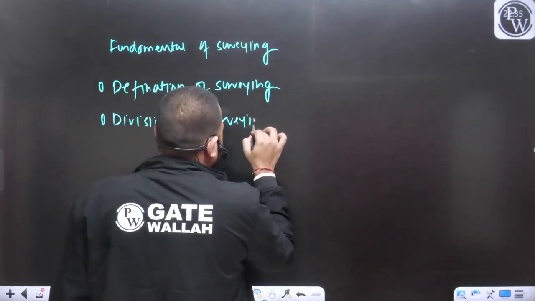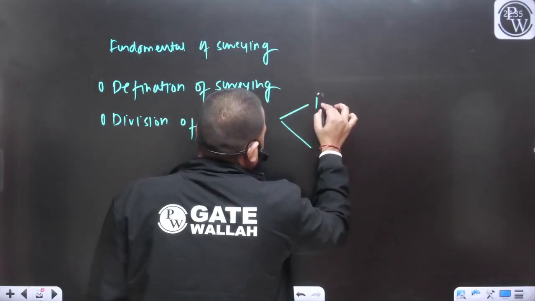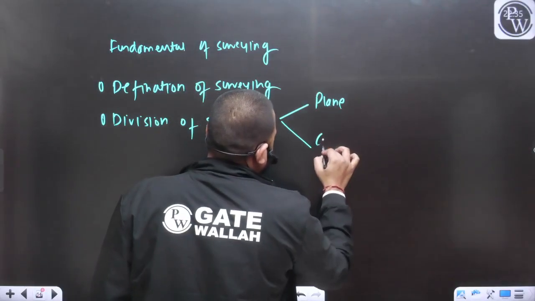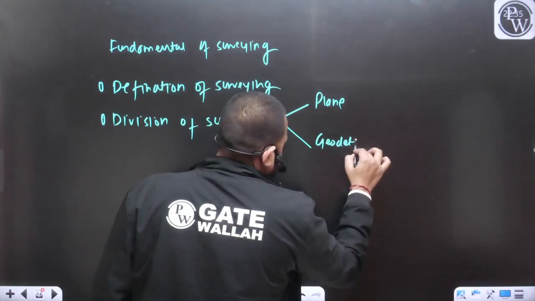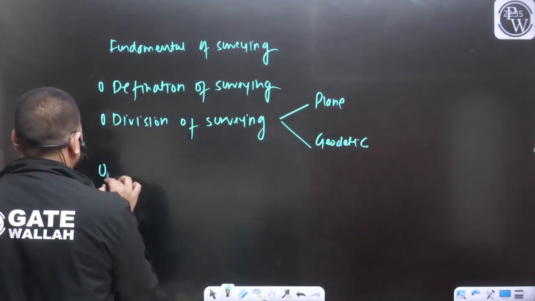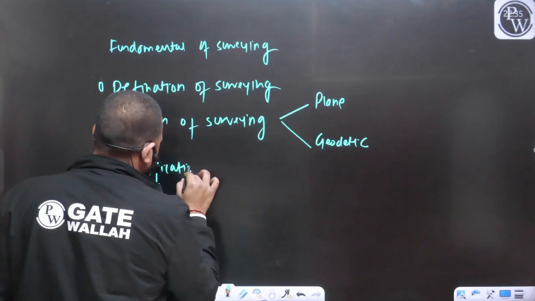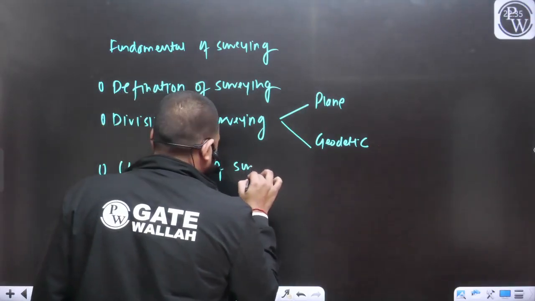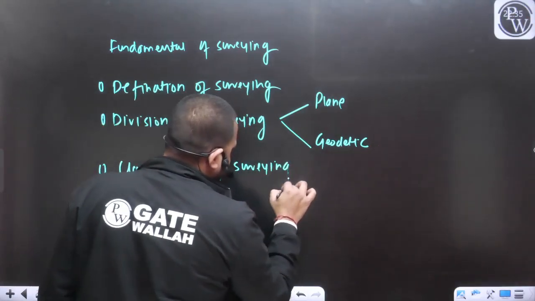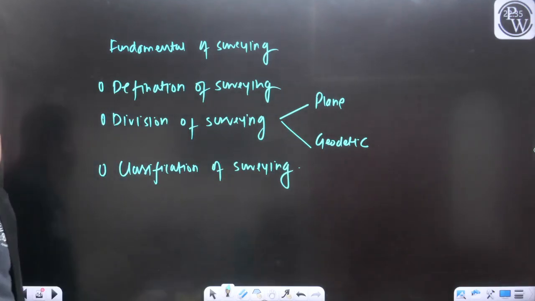We have divided the surveying into two parts, plane surveying and geodetic surveying. And just now we have completed our discussion for the classification of surveying.